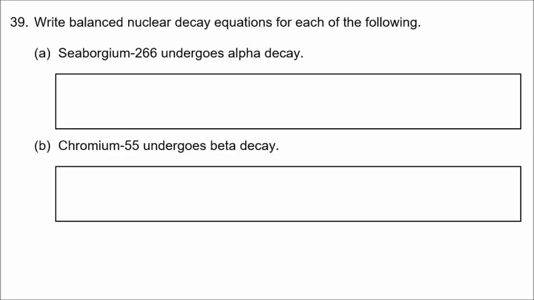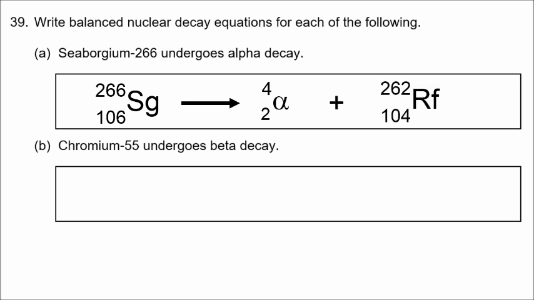Okay, now we're going to write balanced nuclear decay equations. Seaborgium is atomic symbol Sg. It has a mass of 266 and atomic number 106. We write an alpha particle on the other side of the equation. And now we're looking for an isotope which has a mass of 262 and atomic number 104. So that particular element would be Rutherfordium, Rf.